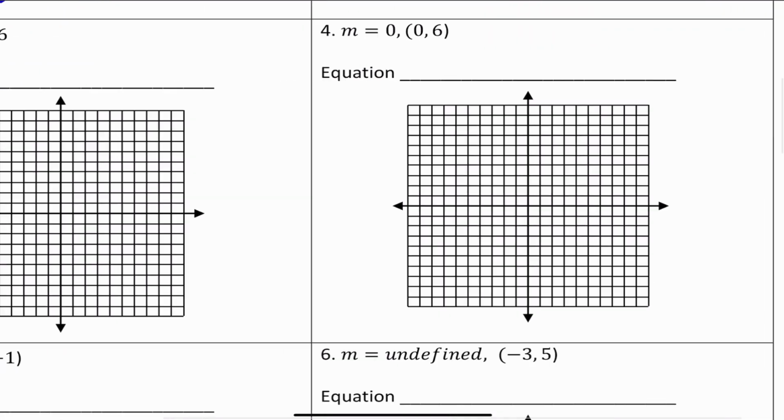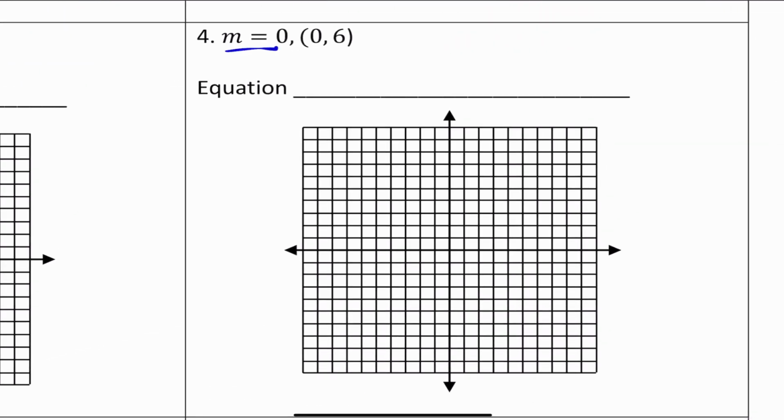Let's go ahead and do number 4. So here my slope is 0, and then this is my y-intercept, right? The y-intercept is where the line crosses the y-axis. So wherever that line is, it's going to cross here. Okay? And then the slope here is 0. So my y-intercept is 0,6, or your b. So this is, let me rewrite that. That's 0,6.